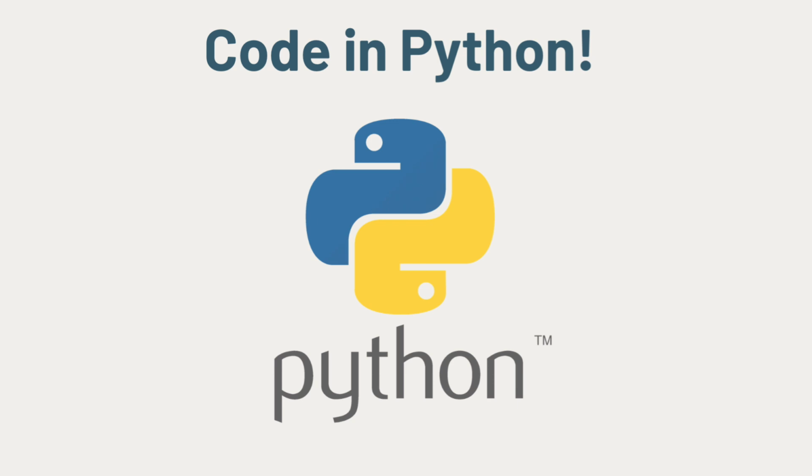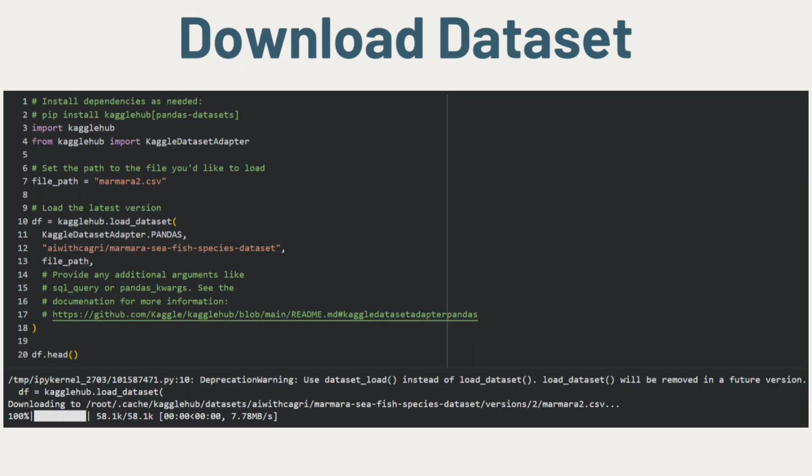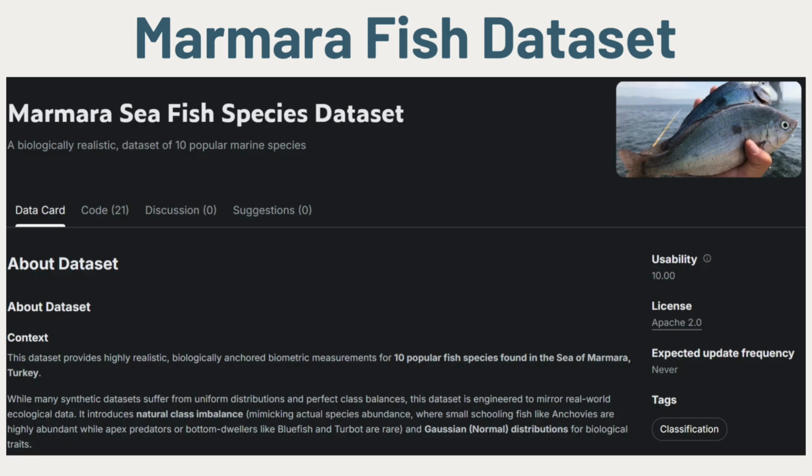Now, we can move on to code in Python. As always, we start by importing the libraries we need to use for this code. Next, we will import a dataset from Kaggle that will be used for our data visualization. This time, we will use the Marmara sea fish species dataset. This dataset is interesting, as there are 10 different types of species, and it is a synthetic dataset that mimics real-world ecological data with natural class imbalance, where there are some species that are more abundant in nature, and there are some species which are rare and fewer in existence.